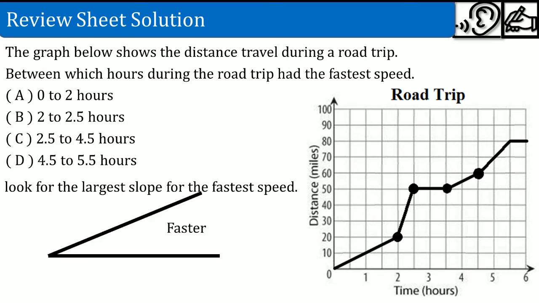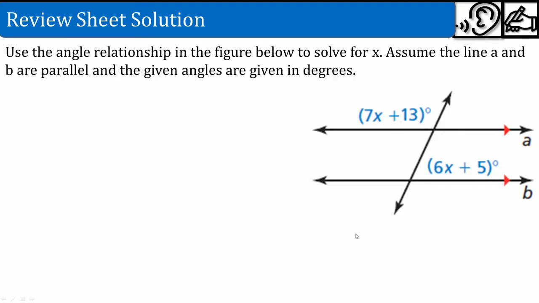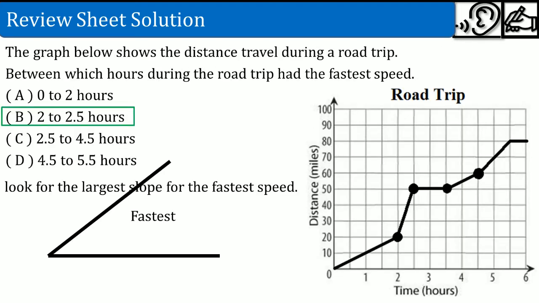Okay, let's review that. Fast, faster, fastest, and so forth. They're looking for the steepness. So you want to look for what time has the largest slope or the steepest slope, and it would be from 2 to 2.5. It is here at 2 to 2.5. Okay, that slope is the steepest. Okay, good.